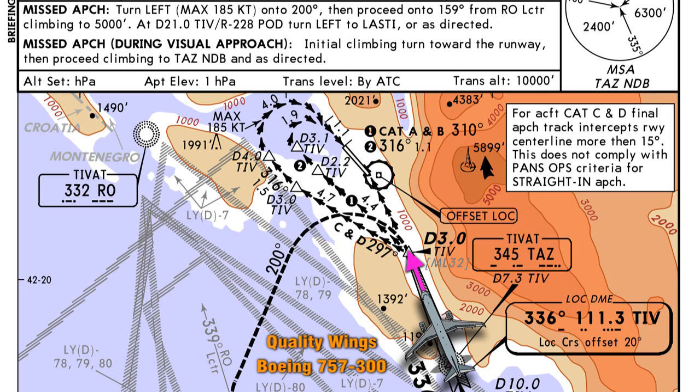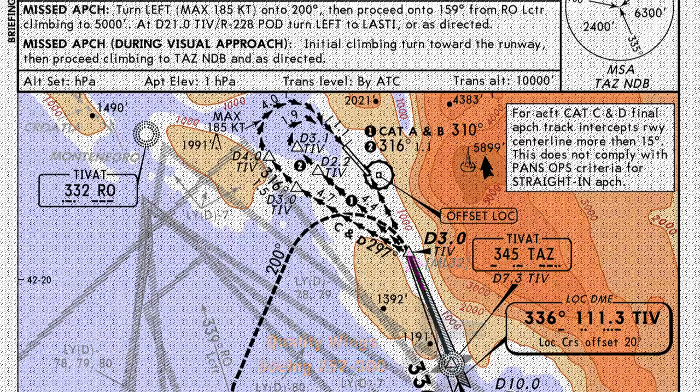Today's plane is going to be a Quality Wings Boeing 757-300. And any pilot that has flown a 757 will tell you that they love that plane. That plane handles like a Porsche up there. Now, let's get ourselves in the airplane and let's fly this circle to land procedure.